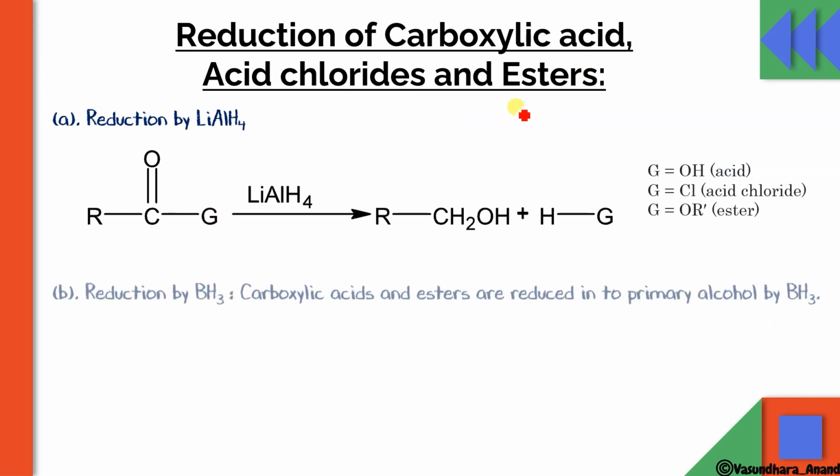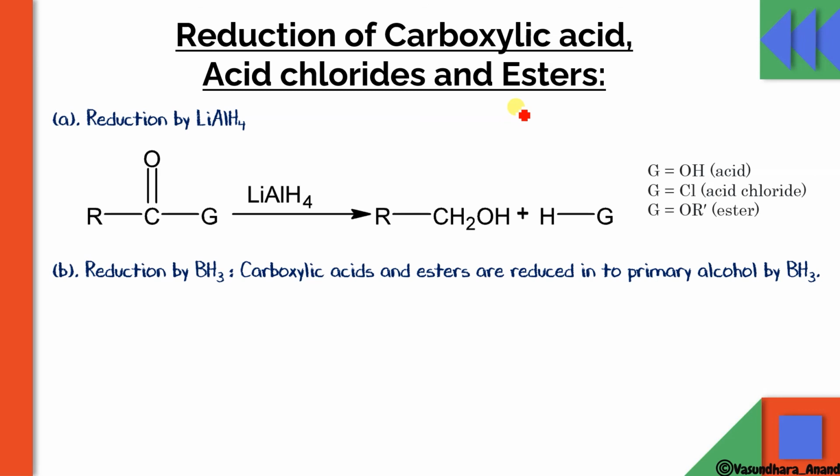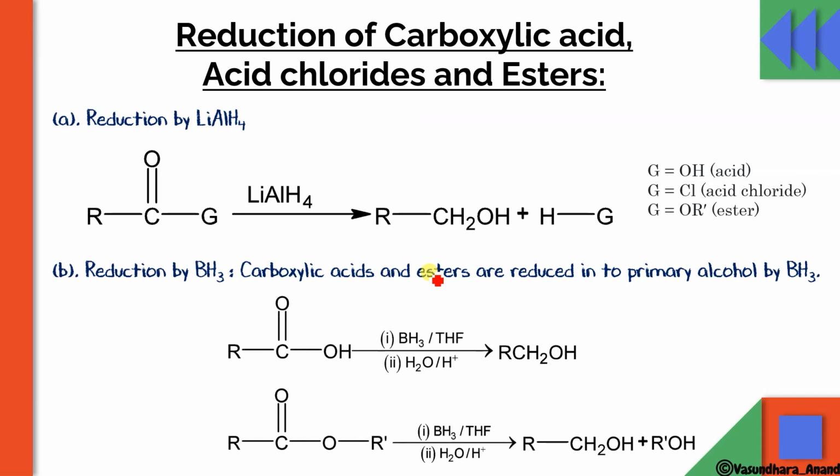Reduction by BH3. Boron also can be used as a reducing agent. So carboxylic acid and ester are reduced into primary alcohol by BH3. BH3 को यूज करके हम कार्बोक्सिलिक एसिड एंड एस्टर को डायरेक्टली प्राइमरी अल्कोहल में कन्वर्ट कर सकते हैं. And here is some example, like this is RCOOH. So BH3 will give you simply RCH2OH. Ester, this RO dash will give you another alcohol, and here it will convert into RCH2OH.